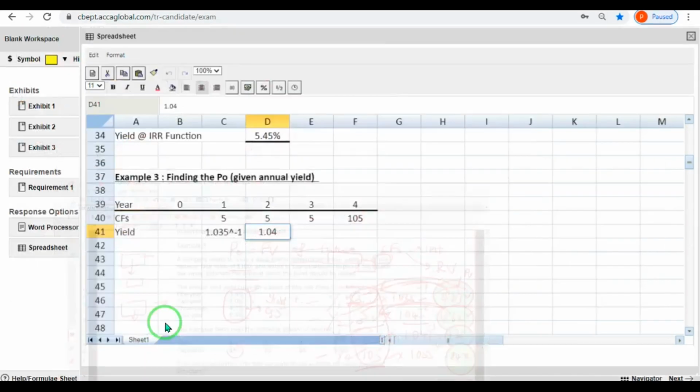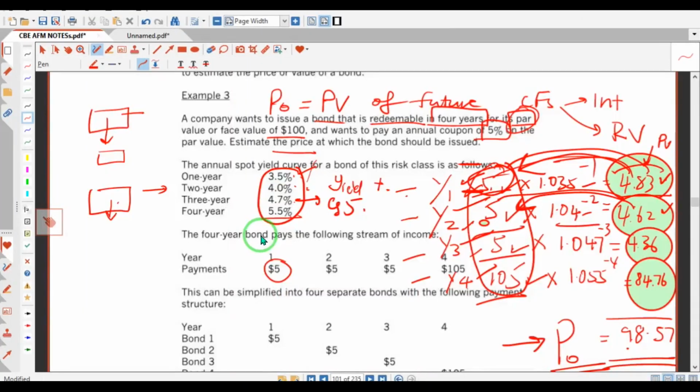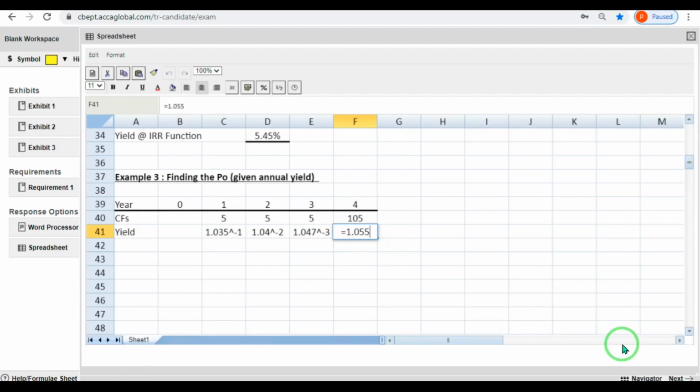447 and 5.5. Let's see my memory. Okay, this is to the power of negative 2, and this is going to be 1.047 to the power of negative 3, and this is going to be equals to, you can put equals to if you want to. I think it's 5.5%. Is it okay? 5.5%, 1.055, power of negative 4, go ahead, doesn't matter. You get the same answer.